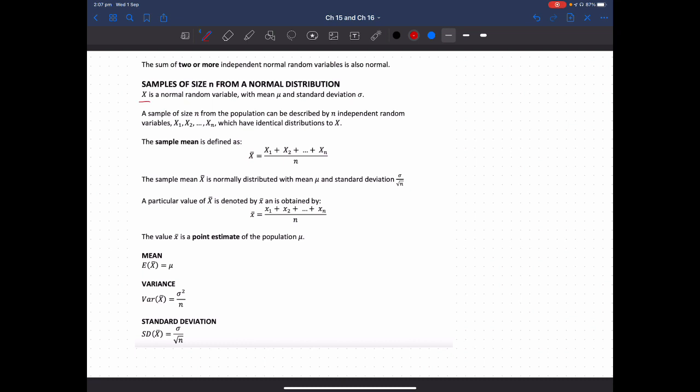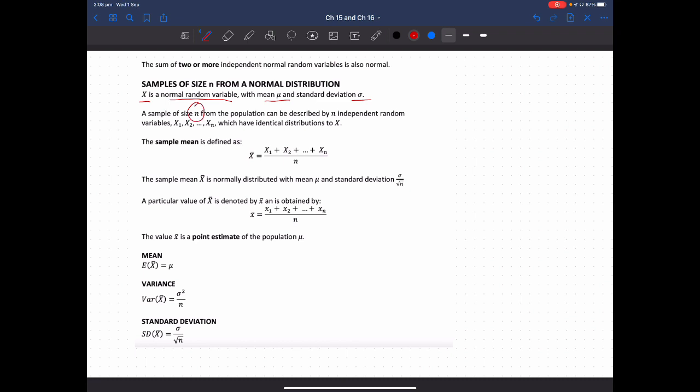X is a normal random variable, and we're going to say the mean of that normal random variable is mu and the standard deviation sigma. From this distribution, this is a distribution of a population. What we're going to do is take out samples. And those sample sizes are going to be of size n.